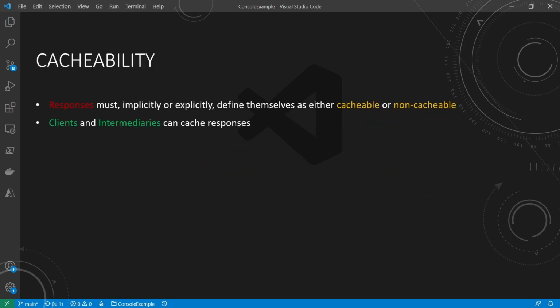Next, cacheability. Responses must implicitly or explicitly define themselves as either cacheable or non-cacheable. And so the definition is very clear. Well, it constrains responses. Just to pay attention, it is not saying the response has to be cacheable. It is more about marking the responses so that we understand whether that is cacheable or not.